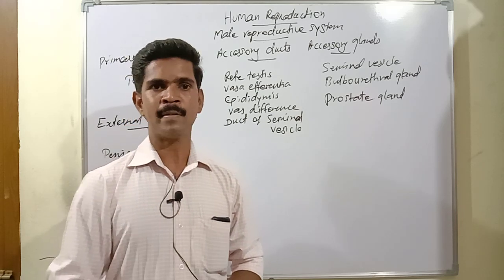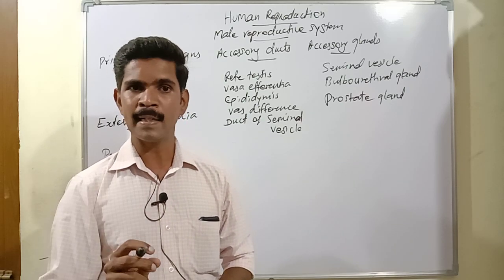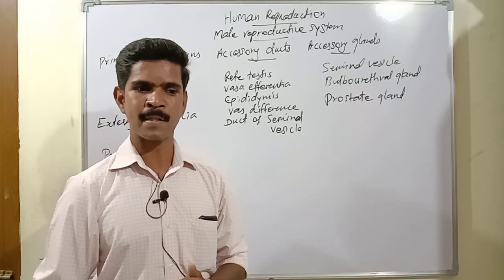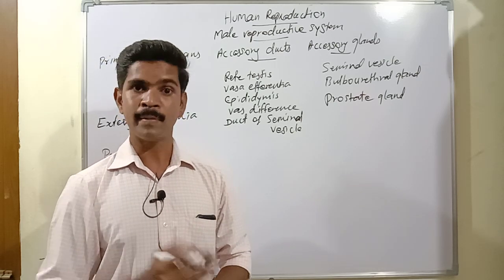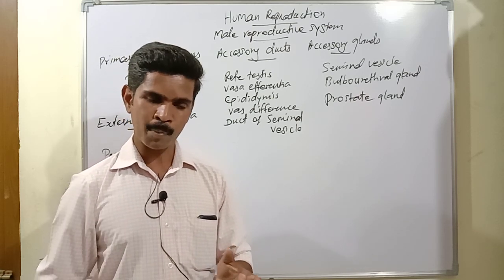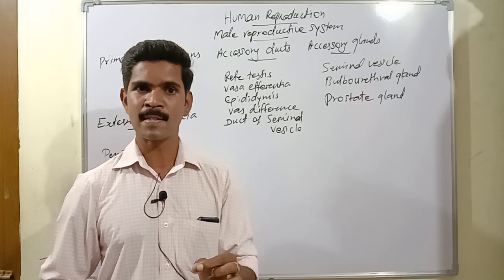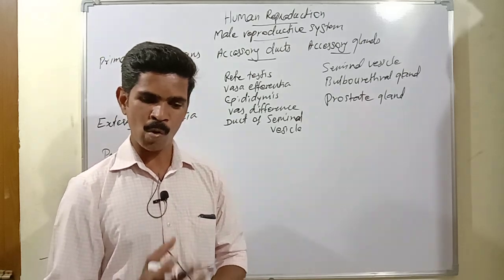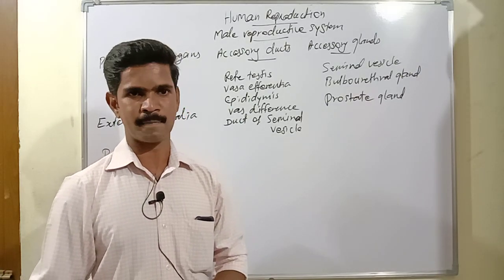Then the next point about the testis: testes always need a temperature 2 to 3 degrees lower than the body temperature. Suppose our normal body temperature is 37 degrees Celsius, then the testes need 2 to 3 degrees Celsius lower. Then only the testis can produce effective sex cells, effective sperms. So for the production of very active sperms, the testis needs a temperature 2 to 3 degrees Celsius lower than the normal body temperature. So the scrotum acts as a thermoregulator. It regulates the heat of the testis.